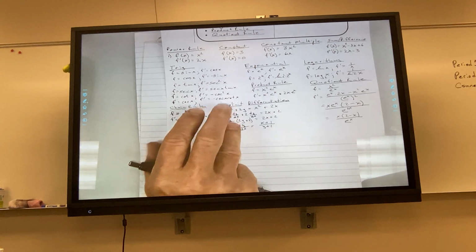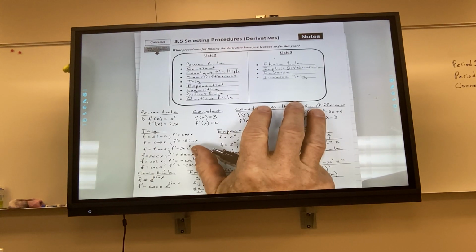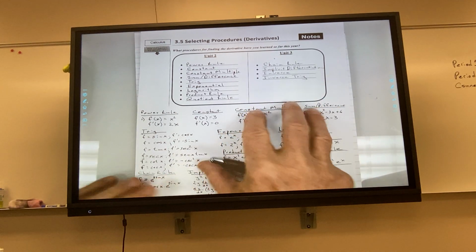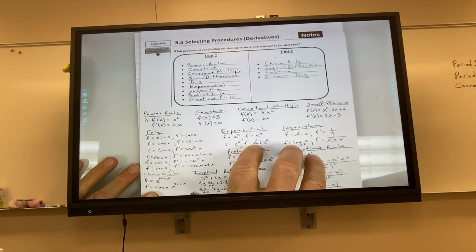Okay. So that was it for the notes. You have an assignment, kind of a review. So you'll get a mixture of these kinds of problems. You'll say, okay, which of these examples does it look like?